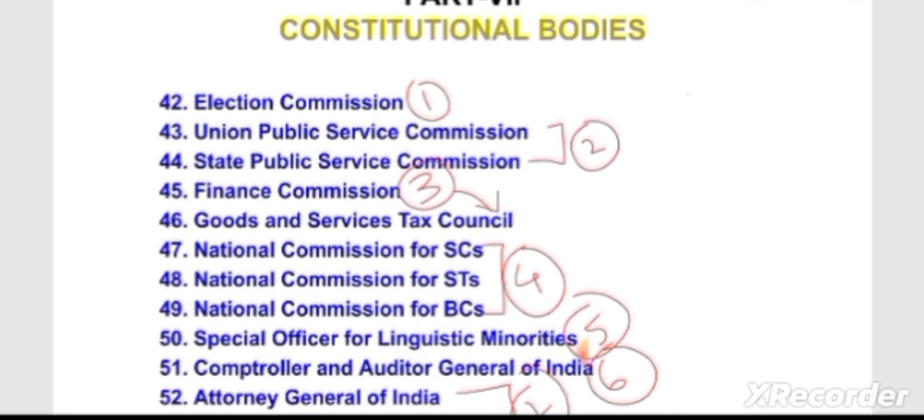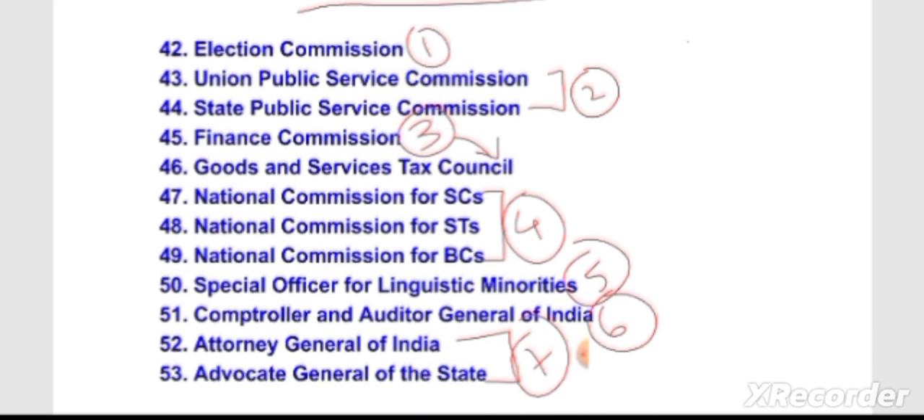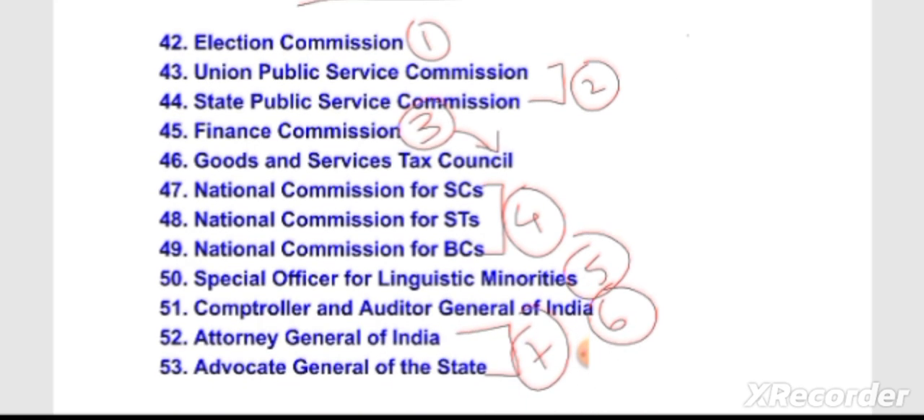So what we will see is a compilation, where I have already shown you that this is a constitutional body that we'll check. These are the numberings given: Election Commission, then UPSC and SPSC taken in one section, then FC, then GST, and SC, BC given as fourth, and special linguistic officers. Along with that, CAG is obviously one of the important sections, then Attorney General and Advocate General.